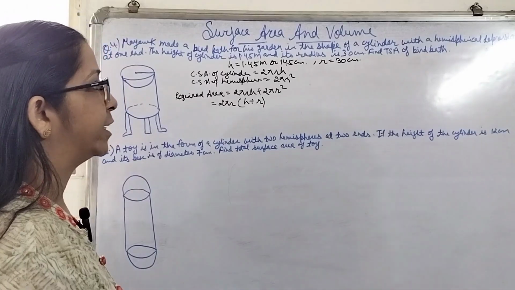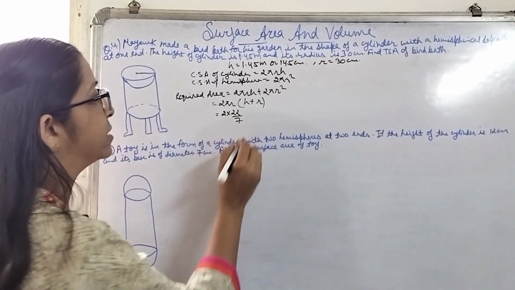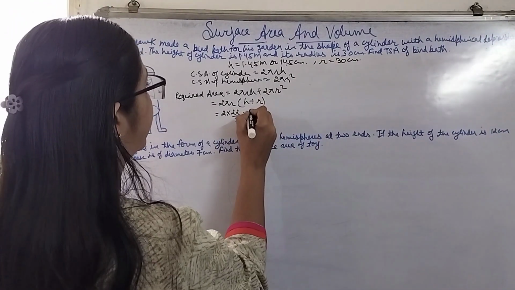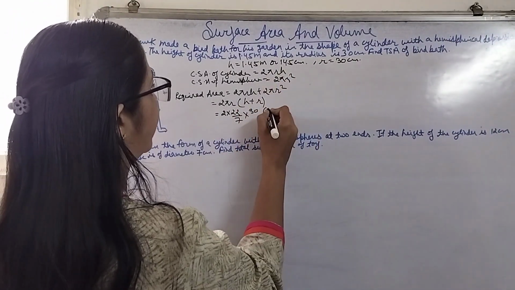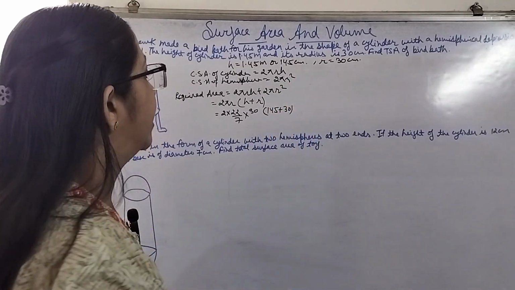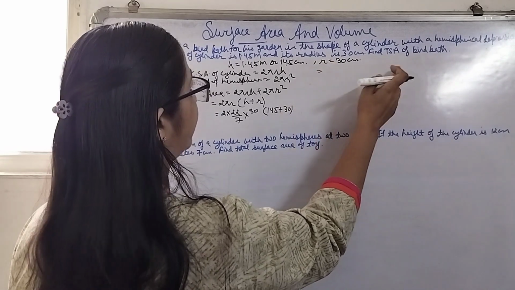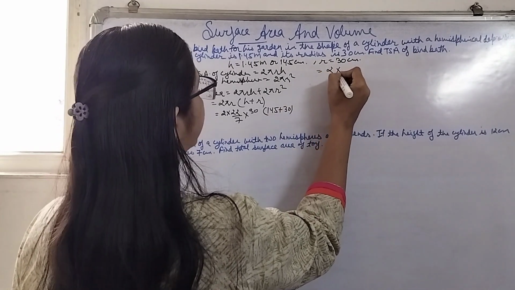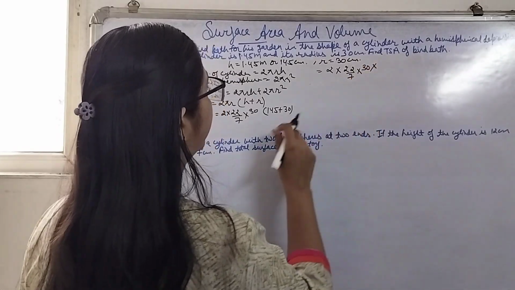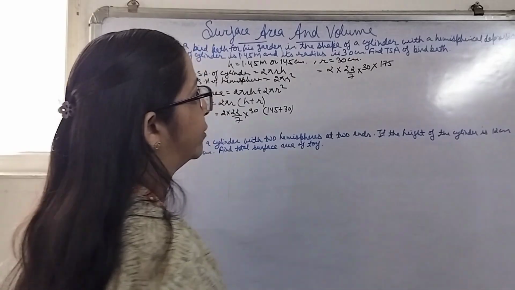So if we solve it further, it will be 2 multiplied by, instead of pi we are taking 22 by 7. r is your 30 centimeter. The value of h is 145 and the value of r is 30. If we solve it further, the total surface area required is 2 multiplied by 22 by 7 multiplied by 30 multiplied by 145 and 30, it will be 175.